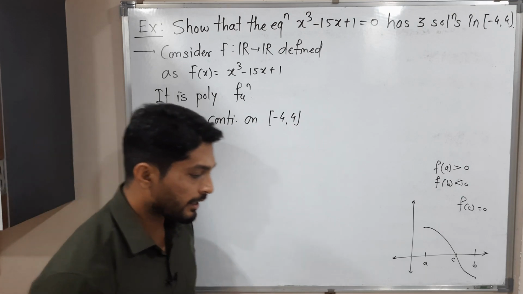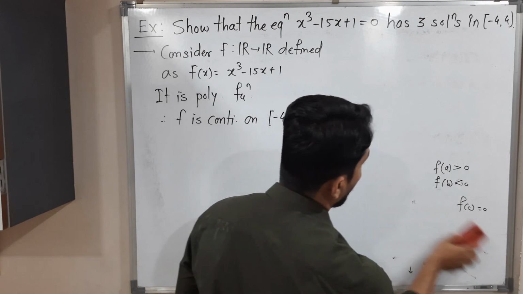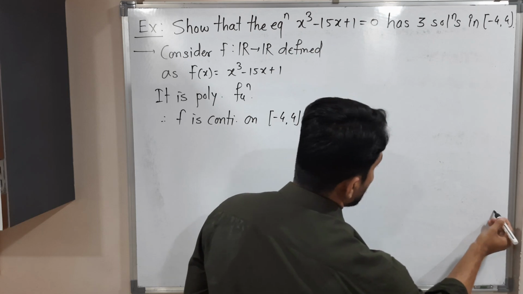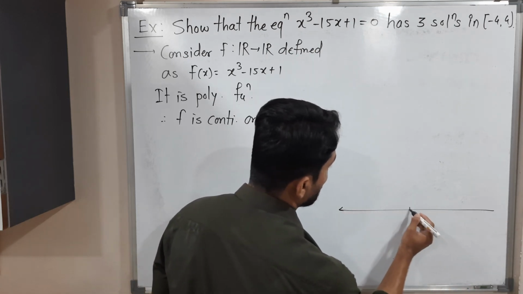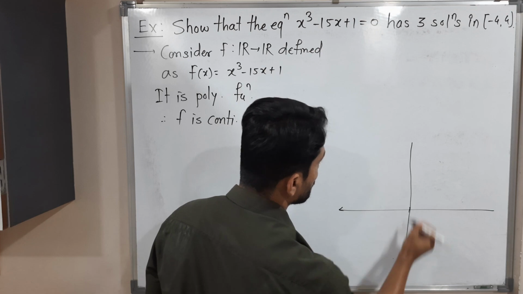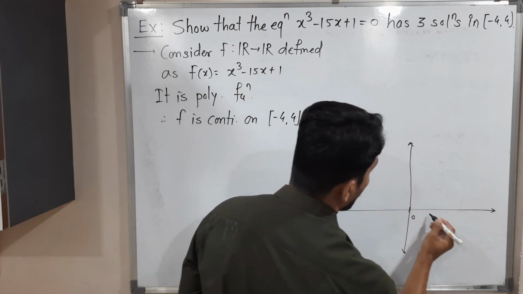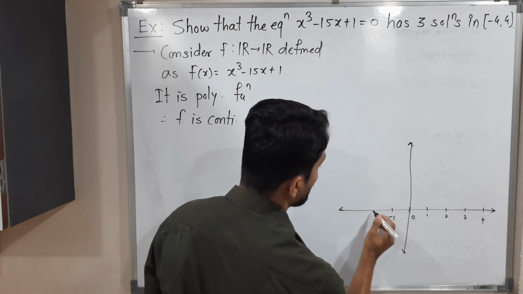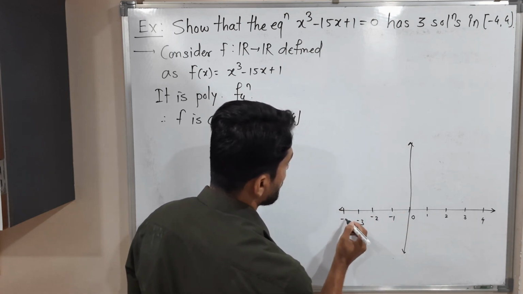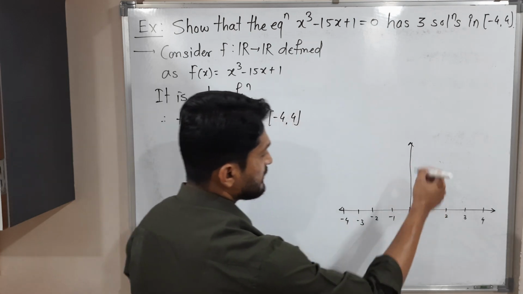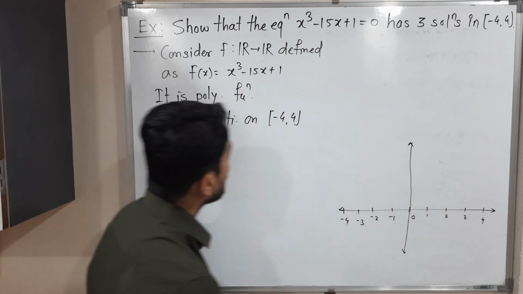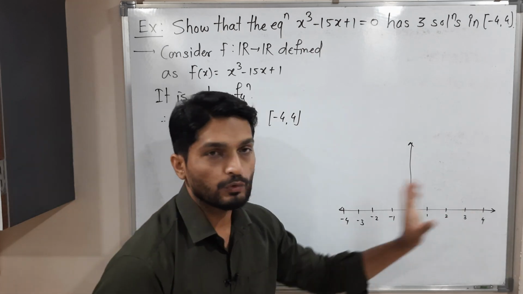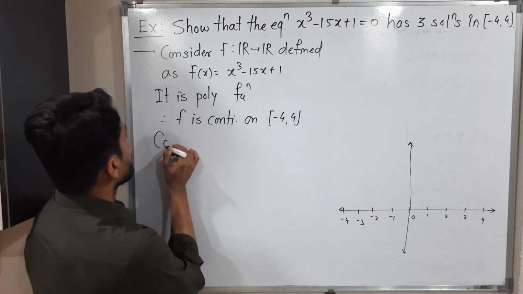Let us start to find the value of the function at those points. Let me draw the diagram so the picture will be clear. It's a rough sketch. In the middle we have 0, here 1, 2, 3, 4, and on this side -1, -2, -3, -4. I will not mention the scaling. Let us start with -4. We have to find three solutions between -4 and 4.